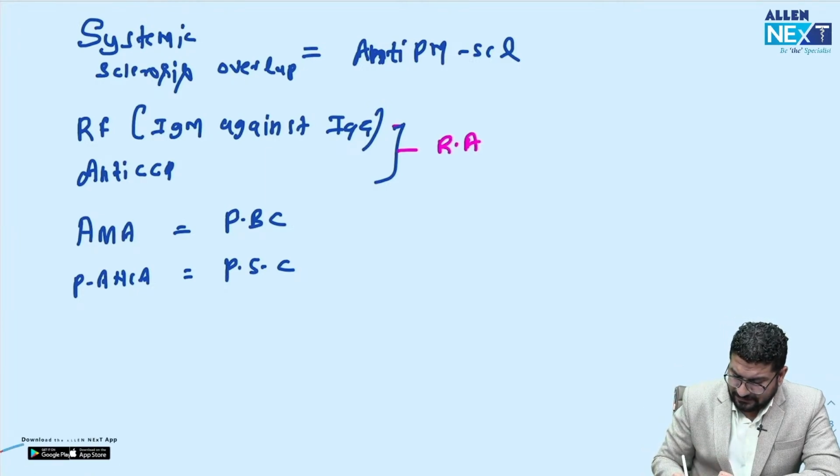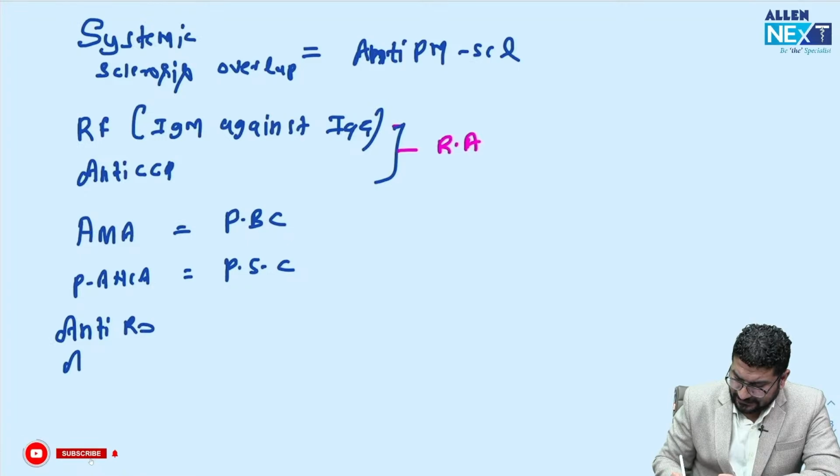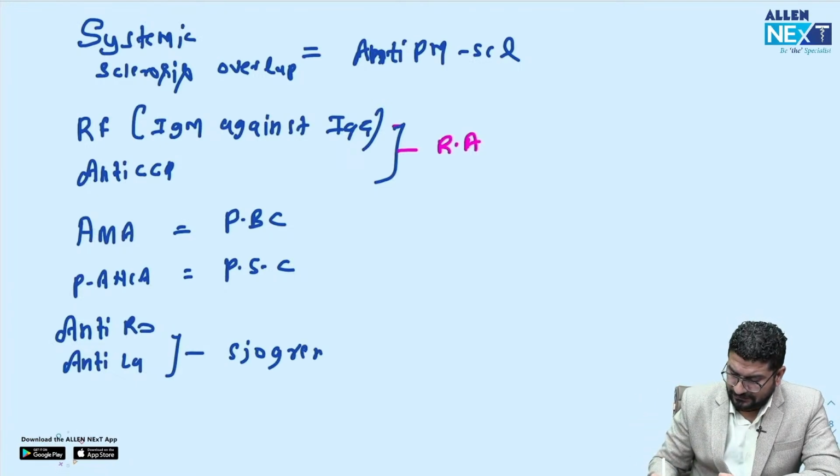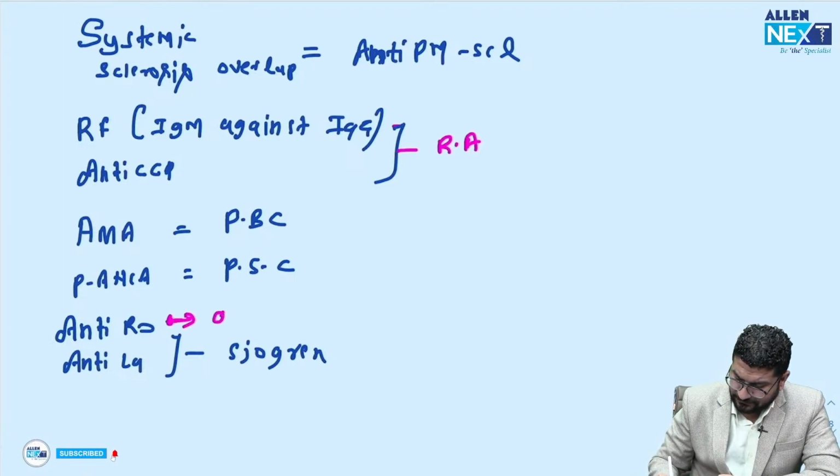Then remember anti-Ro, anti-La. Anti-Ro and La, these two antibodies are also called SSA and SSB. So they are seen in Sjogren syndrome. Anti-Ro is also seen in neonatal SLE.